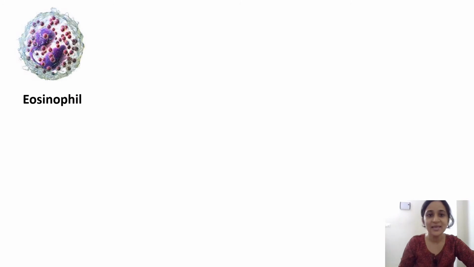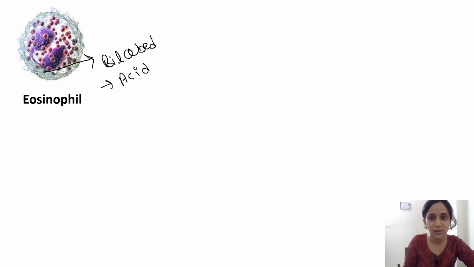Next is eosinophil. Eosinophil also has an enlarged nucleus that is bilobed. That means the nucleus has only 2 lobes here. In case of neutrophil we have seen 3 to 5 lobes of nucleus, and here we are seeing it has 2 lobes. And granules can be stained by acid. So you can stain granules by acid.